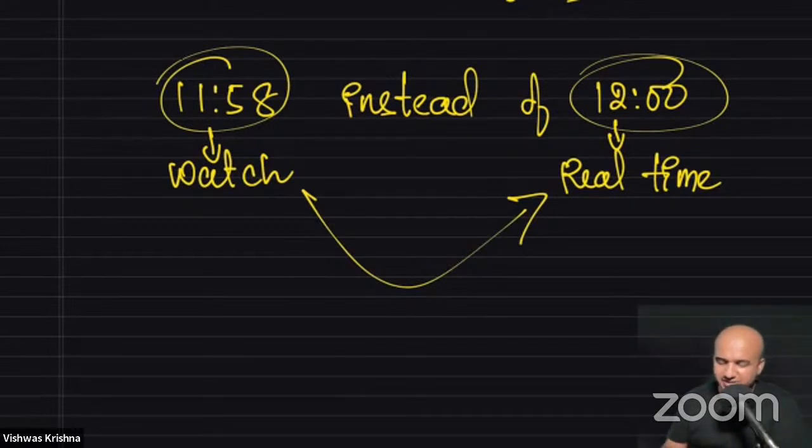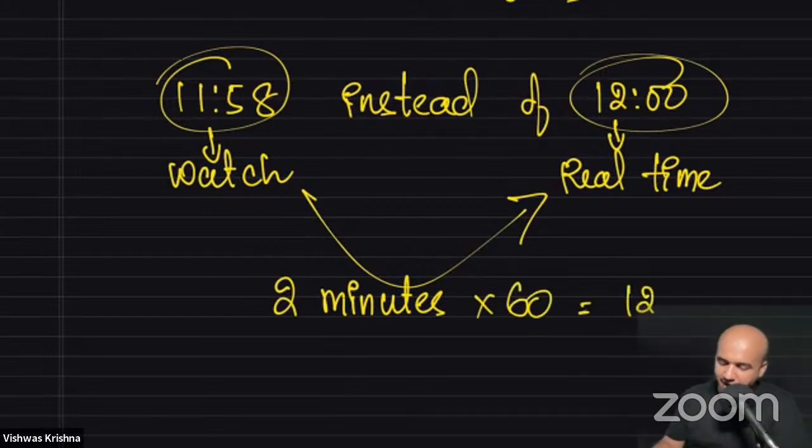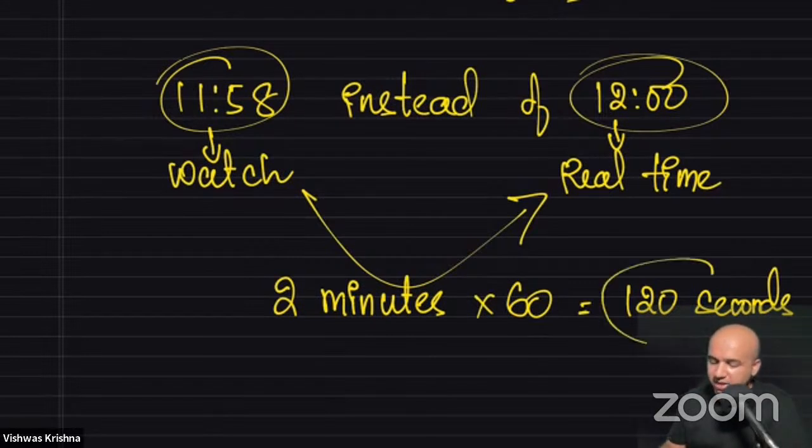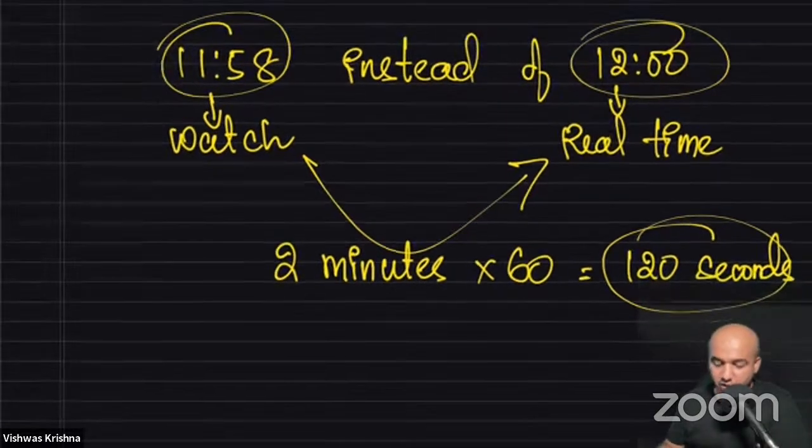So the time difference between the real time and the watch is nothing but 2 minutes. Isn't it? 2 minutes, if you convert it into seconds, will be 120 seconds. That means the watch, to show the actual time or the real time, has to gain 120 seconds. Now we have almost solved the problem. Okay, I will tell you how.